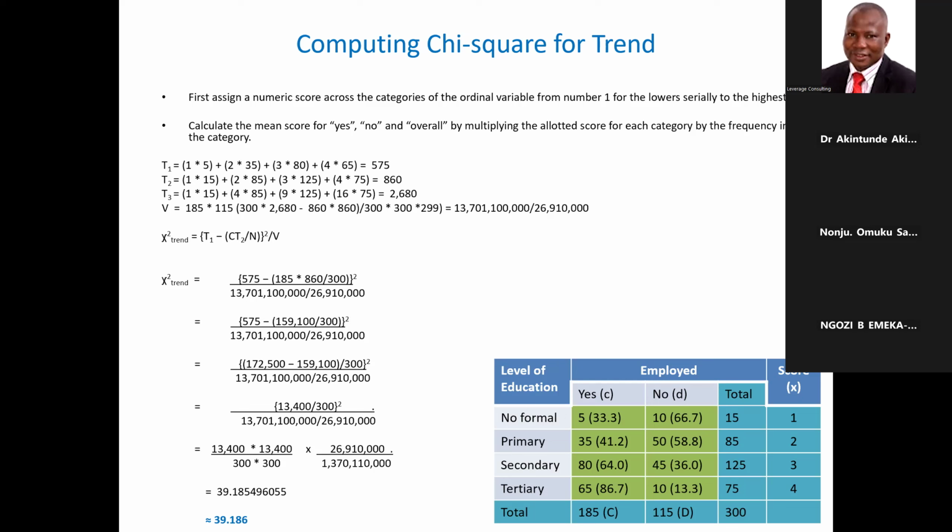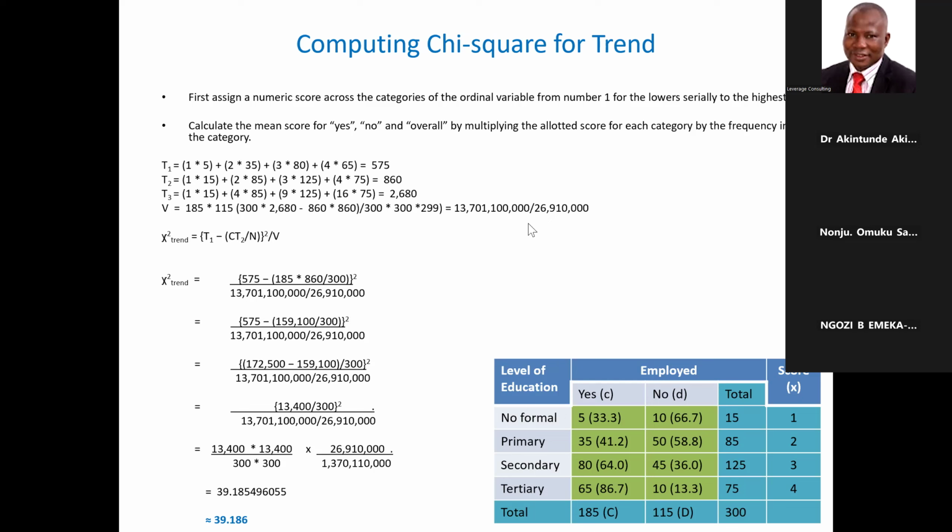You know, you are raising it to power. 1 times 1 is 1. That is 1 times 15. The second, 2 times 2 is 4. That's 4 times 85. 3 times 3 is 9. That's 9 times 125. And 4 times 4 is 16. So what you are using to multiply the total now is the square of each of this code you put there.